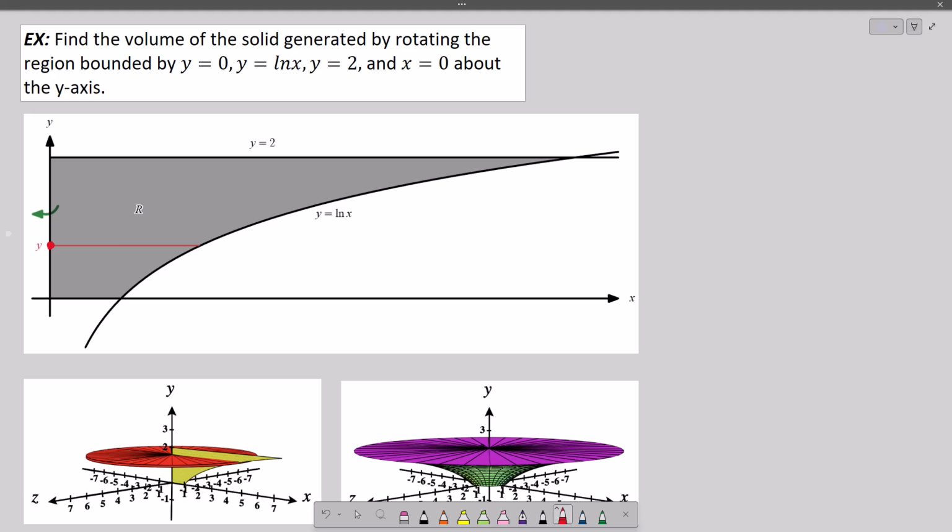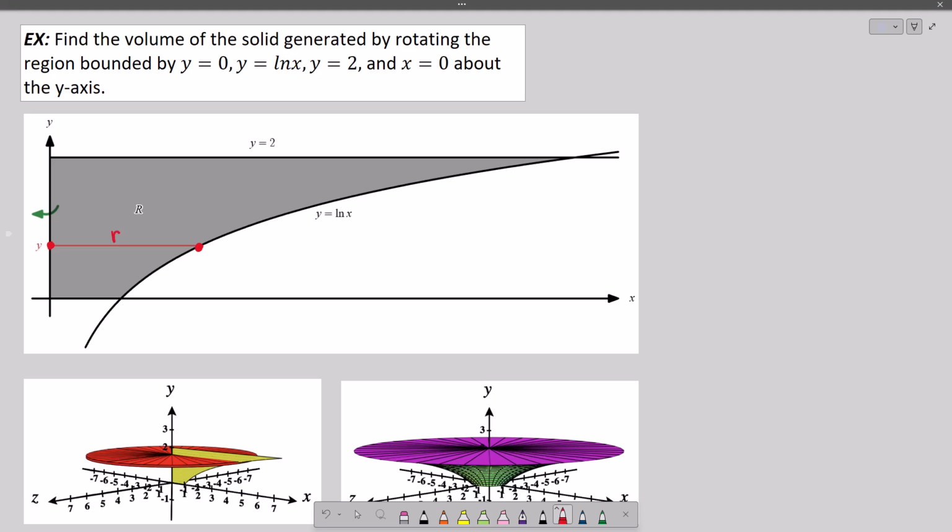Discs, because that region touches the axis that it's rotating around. No hole in the middle. There's no gap between the y-axis and this region. So we are going to have a disc, and that is going to be the radius of the disc.